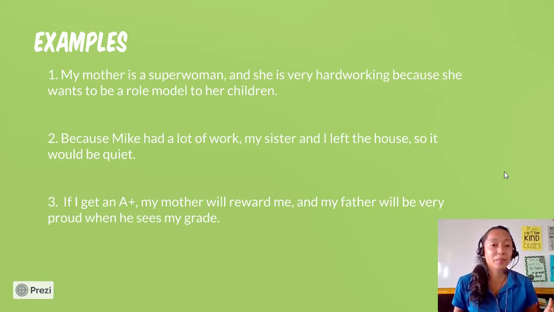Example number 2 reads, because Mike had a lot of work, my sister and I left the house, so it would be quiet.